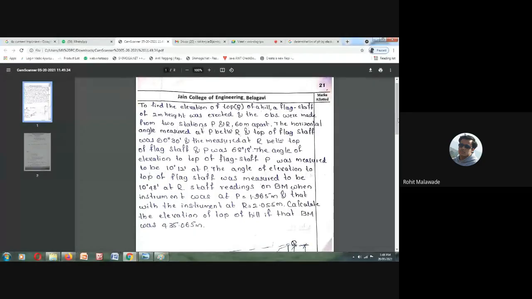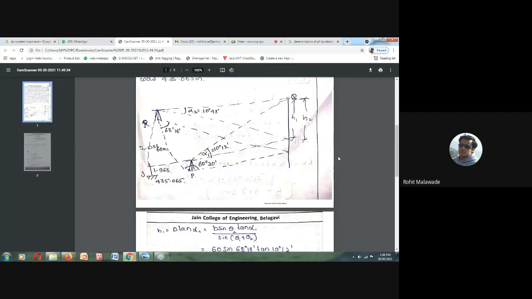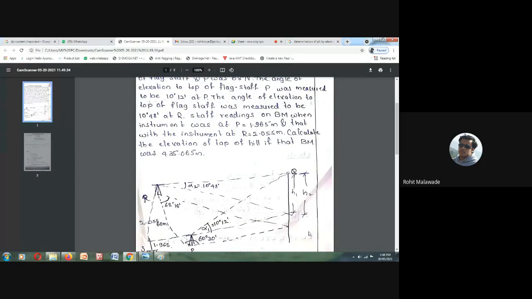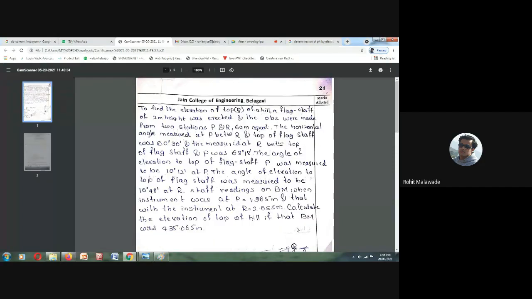So one thing that you need to understand is that when we are in different planes, the angles we are measuring are in different planes. See, this is H1 and this has to become H2. Okay, by mistake I have mentioned it till here, it has to become H2. Now we will read one particular problem, to find the elevation of Q of a hill, a flagstaff of 2 meter height. This height is 2 meter.